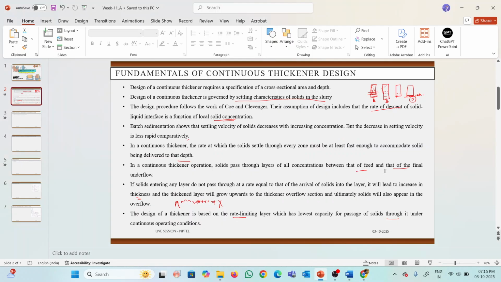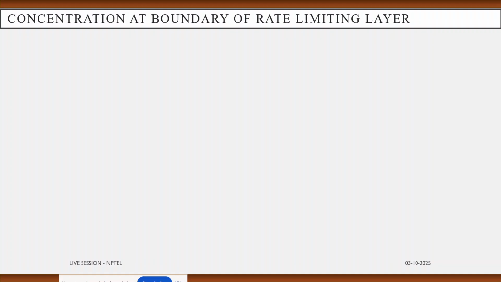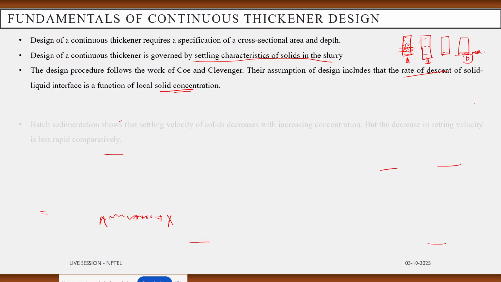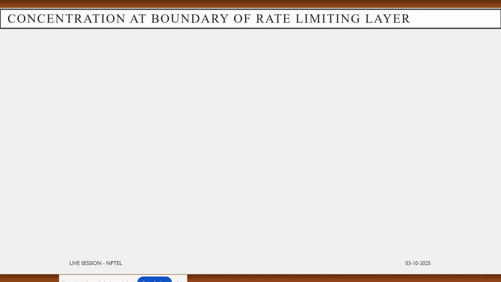So now we will discuss the concentration at the boundary of the rate limiting layer. Just now we discussed what the rate limiting layer is, that is where the capacity of solids being passed through is the lowest.